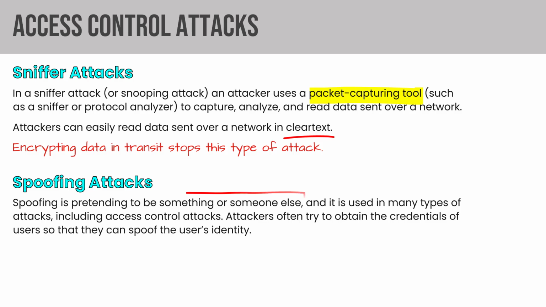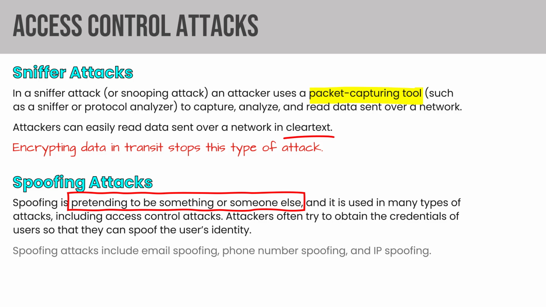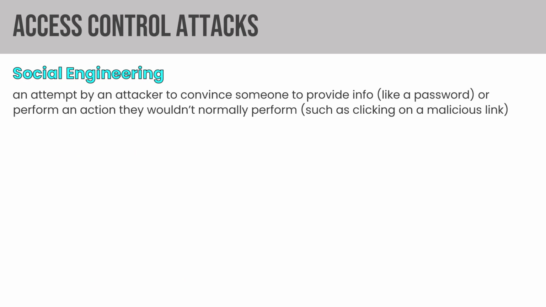Spoofing attack, which is pretending to be something or someone else. This is used in a number of attacks, including access control attacks. But in the access control context, it's to obtain credentials of users so they can spoof the user's identity. These could include email spoofing, phone number spoofing, IP spoofing. Many phishing attacks use spoofing methods. So protecting against phishing is going to go a long way towards stopping this sort of attack.